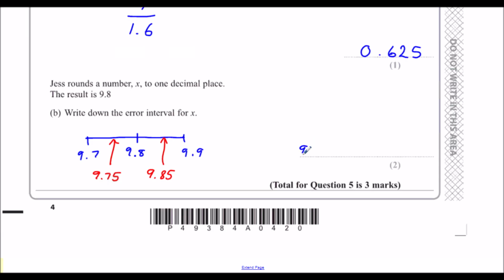So it's going to be bigger than 9.75, less than 9.85. So it's got to be in between 9.75 and 9.85 to round to 9.8. It can equal 9.75, but it can't equal 9.85. So we put an or equal sign for 9.75, but just a x is less than sign for 9.85.